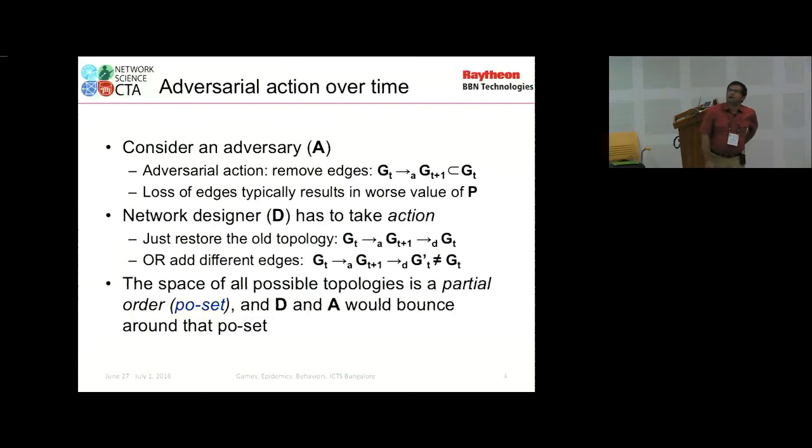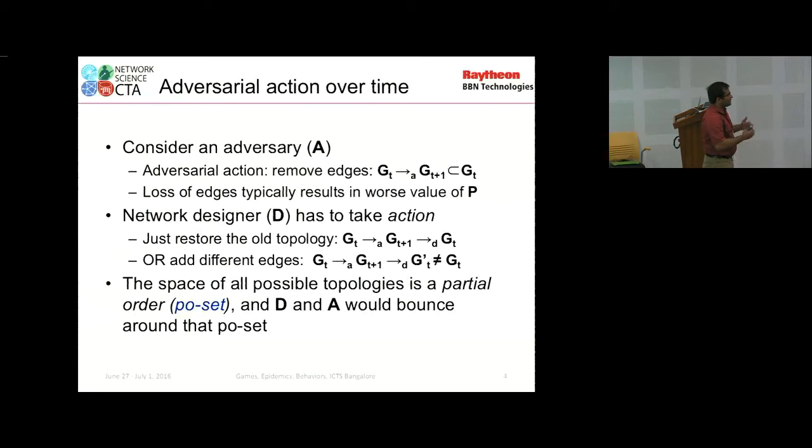So, adversarial action over time. Now consider that there's an adversary, and I'll be using boldface capital A for an adversary and D for a designer. So it could be that I'm seeing a graph and I want to remove some edges from that graph. So I've been presented with this, and I take some action, and I go to the next graph, G sub T plus one, which is a subset of G sub T. And this typically results in a loss of the value of P. Loss meaning if you want to maximize the problem, it would go down, and vice versa if it's a minimization problem. So the network designer now has to take action.